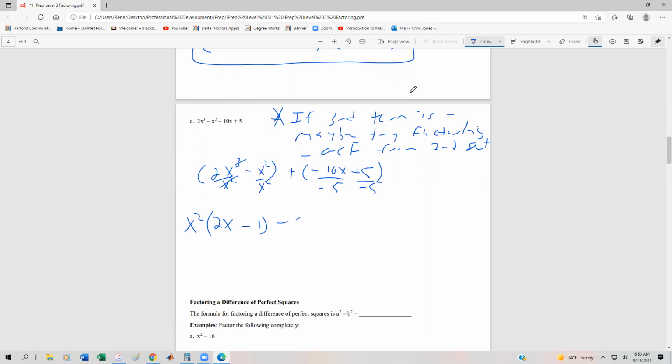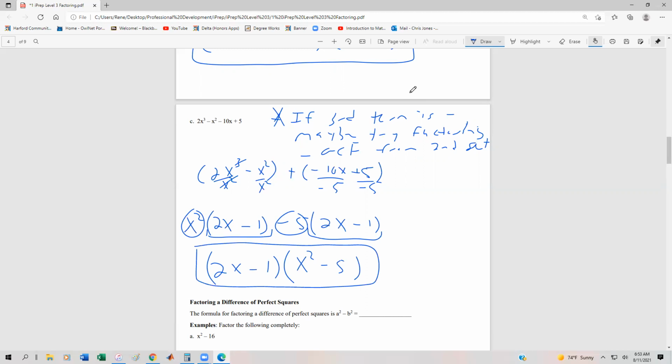And then if we put a negative 5 on the outside, negative 10 divided by negative 5 is 2, and then we drop down the x. 5 divided by negative 5 is negative 1. And it looks like that works really nicely, because now we can go ahead and just factor out the common 2x minus 1. And then also we have an x squared minus 5 that's left over.